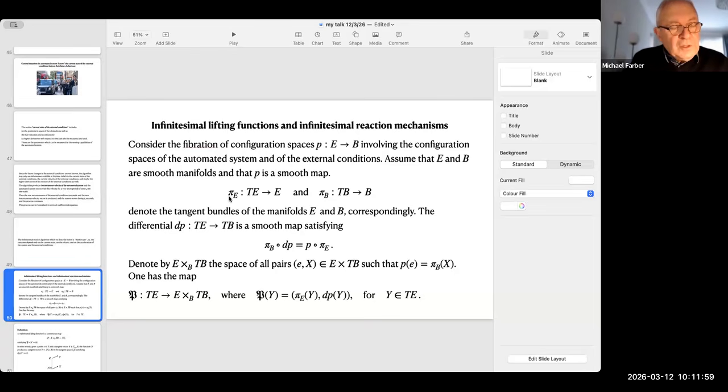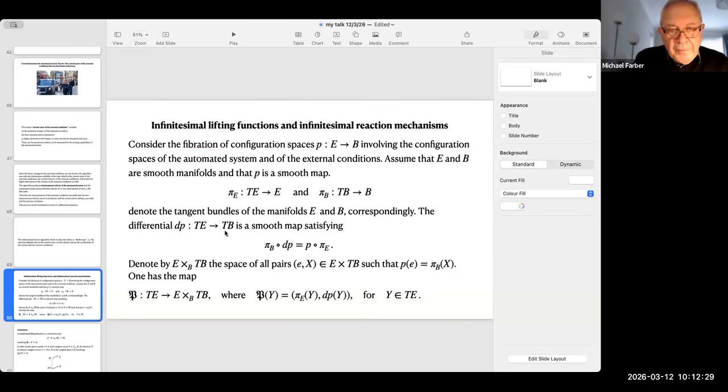By the way, it would be interesting to understand what happens if there's no smooth structure, some polyhedral version. I don't know the answer to this, but let's assume everything is smooth. So we have the tangent bundle of E, so all vectors tangent to E, and there's the tangent bundle to the base.